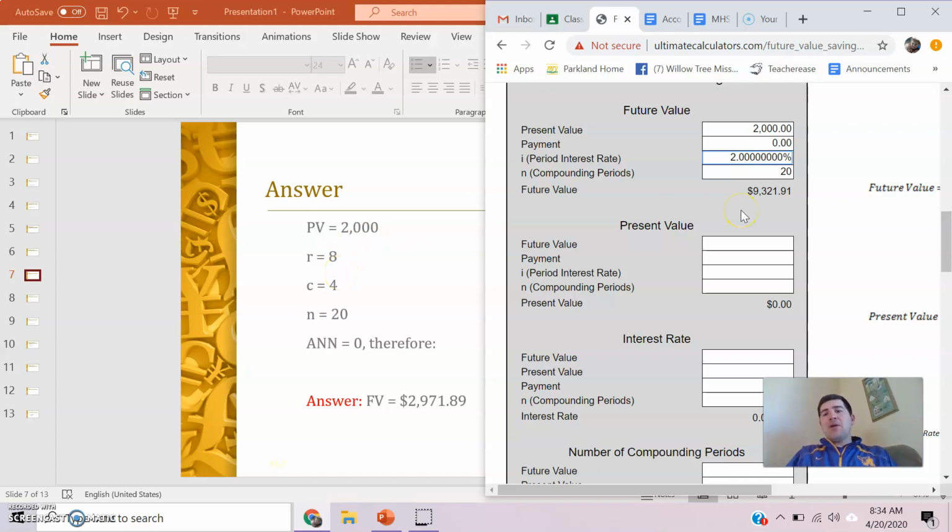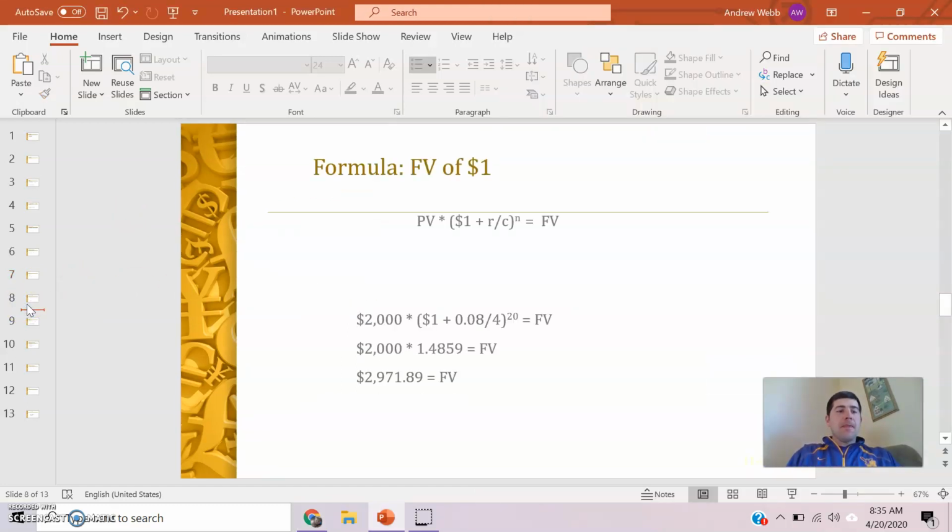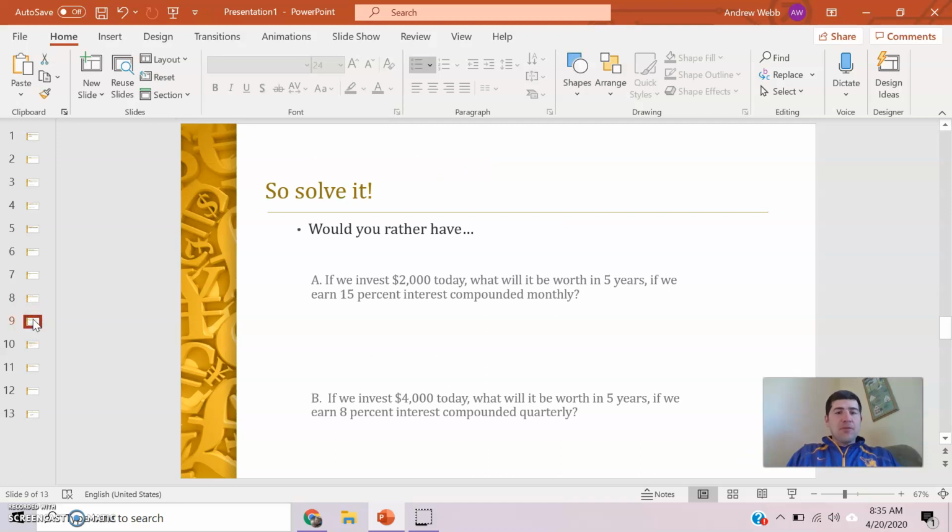So if it's compounded yearly, then that's a yearly number. If it's compounded monthly, we would divide that 8% by 12. So however many compoundings there are, that annual rate gets divided by that yearly compounding number. We already talked about that.